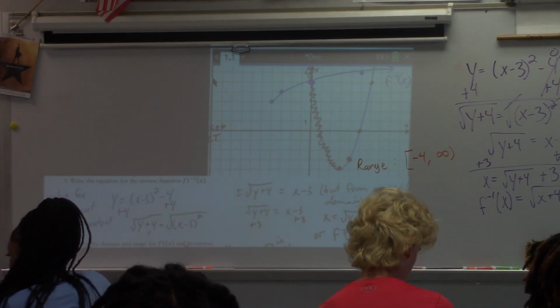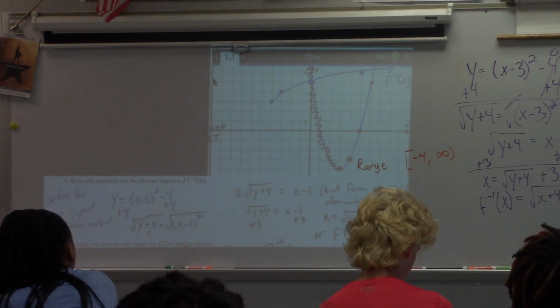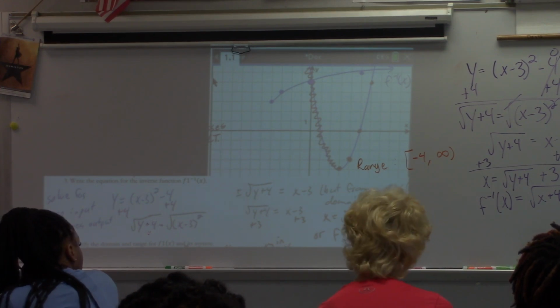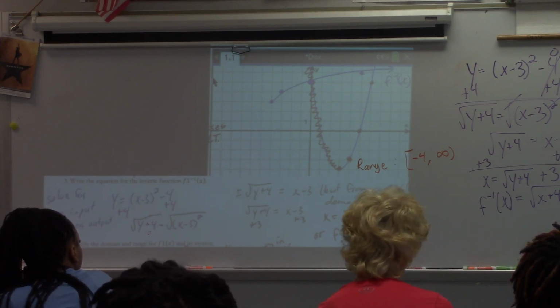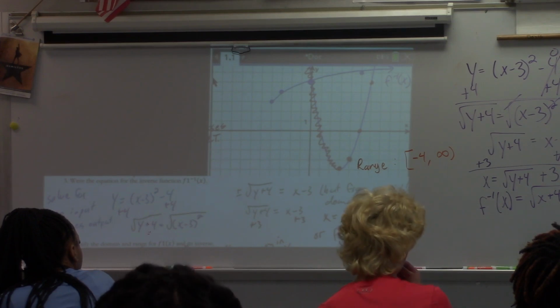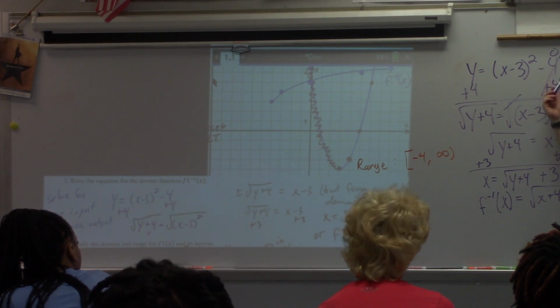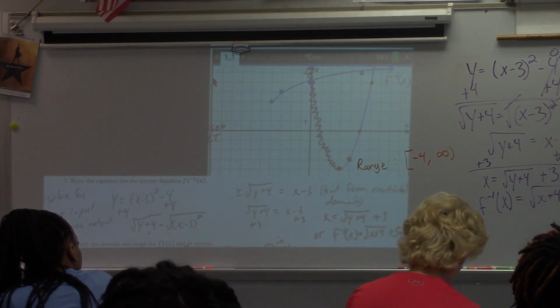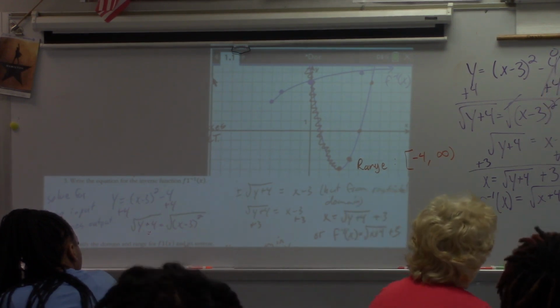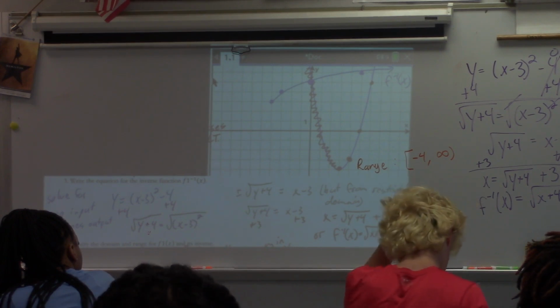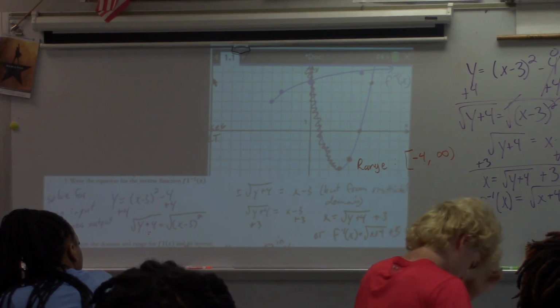Yes, ma'am. Why would you do, it's just an inverse, why would you do plus 4? Like, f of x plus 3 squared plus 4, why would you do that? Well, because remember, if I want the inverse function, I need to use my inverse operations. What you said was x plus 3 squared plus 4? Like, you wouldn't do the opposite?